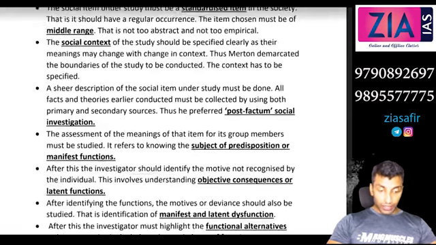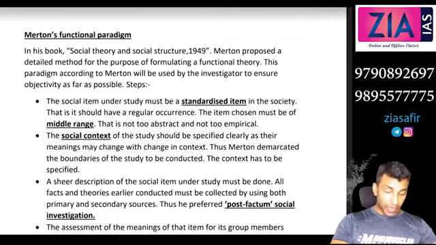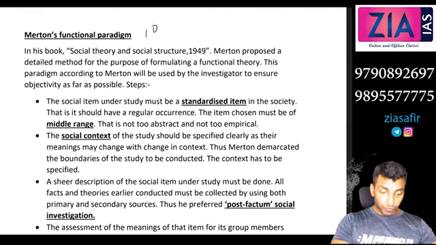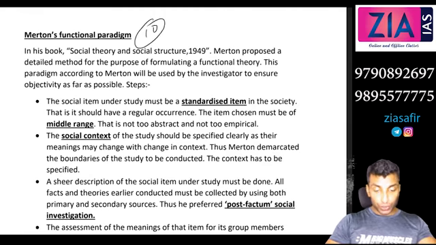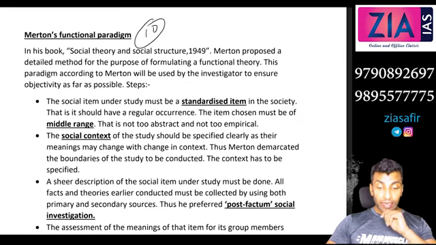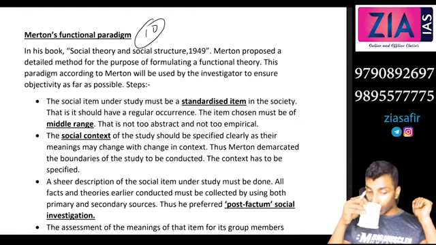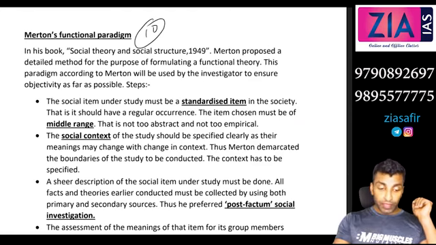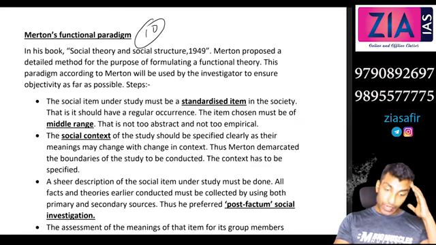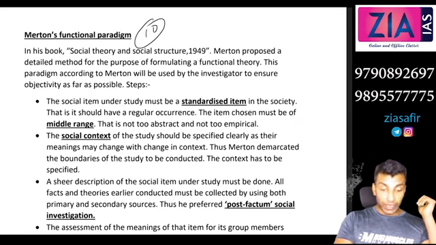Okay, so you can see here, in his book, Merton's Functional Paradigm is a 10 marker. In his book Social Theory and Social Structure, 1949, Merton proposed a detailed method for the purpose of formulating a functional theory. This paradigm, according to Merton, will be used by the investigator to ensure objectivity as far as possible.